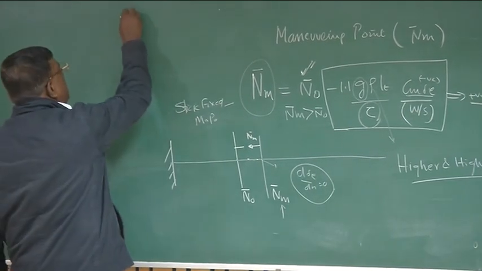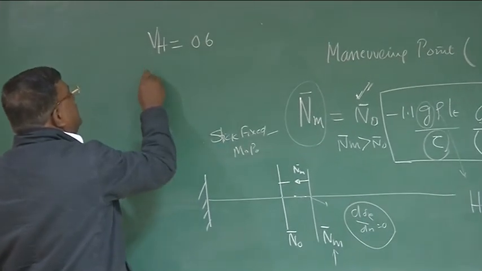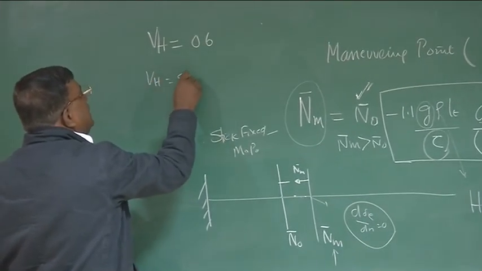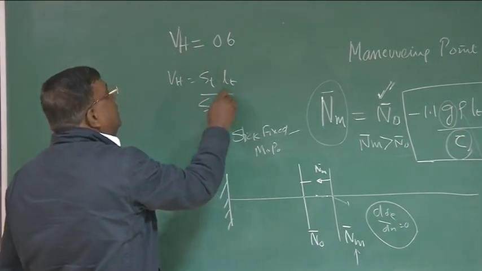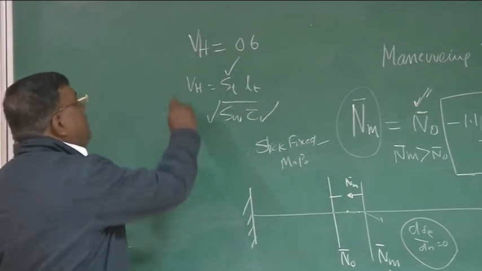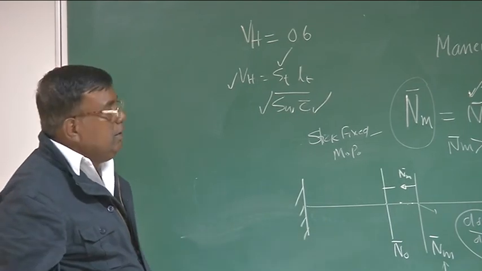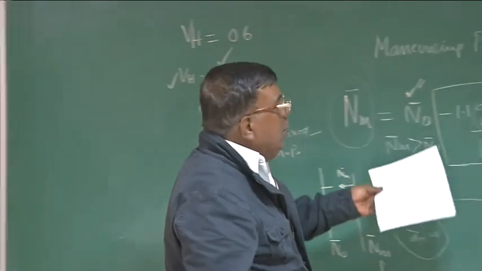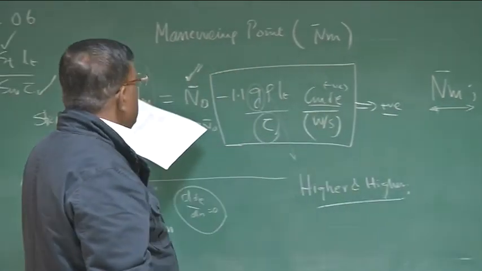You see, in many airplanes, V_H will be given. This is 0.6. And V_H is nothing but S_t l_t by S_wing c bar. S_t will be known, S_w will be known, c bar will be known. And if V_H is given, you can find l_t. It's a physical number, right? So you have nothing to do actually. All the things are available. Once you know N0, put the numbers here, you will get Nm bar.